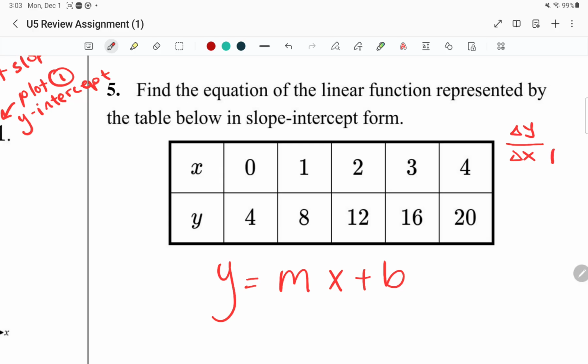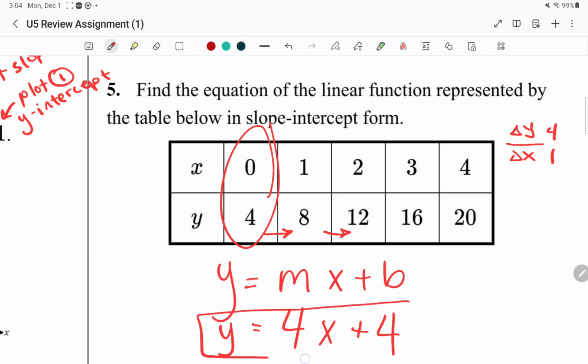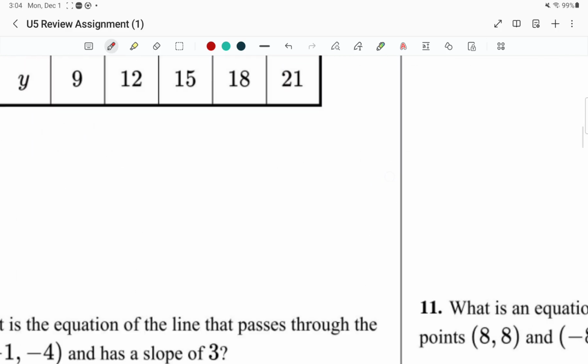But my change in x is 1. My change in y is positive 4, right? 4 plus 4 is 8, 8 plus 4 is 12, and so on. So my slope is going to be 4. And then my y-intercept is my start. So funny enough, that's here, but it's always where x equals 0. So in this case, 4x plus 4.